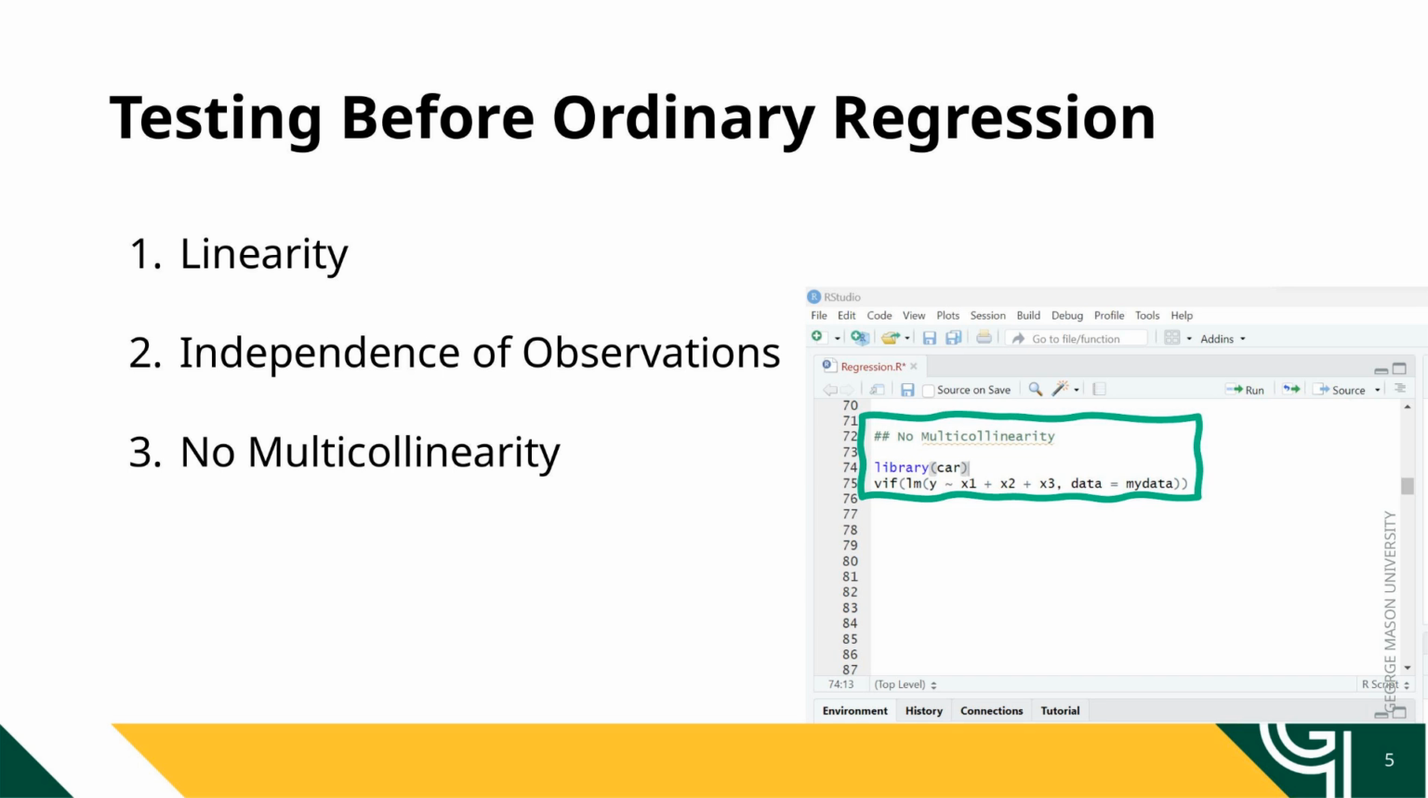Multicollinearity affects the stability and interpretation of regression coefficients, leading to inflated standard errors and difficulty in assessing each predictor's individual effect. Testing for multicollinearity beforehand ensures a more accurate model and interpretation. The variance inflation factor, VIF, is commonly used to detect multicollinearity in ordinary regression.